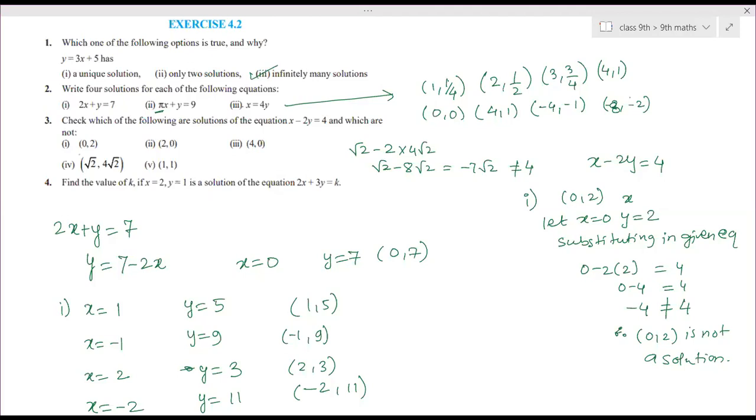Then the fourth one. They already have given that x is equal to 2. Find the value of k, if x is equal to 2 and y is equal to 1 is a solution of the equation 2x plus 3y is equal to k. Ma'am, k is equal to 7. Okay, so here you have to substitute. They have already given that these two are the solutions. That means the value of x and y you have to substitute in this equation and solve that. Then you will get the value of k.